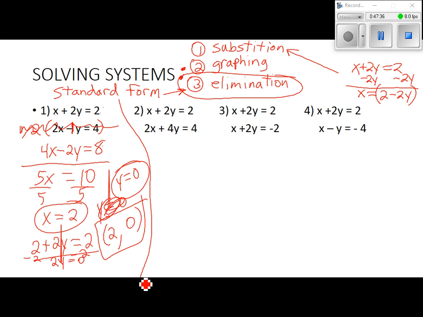Can we do the second one? I'm running out of space here. Can we do it a lot simpler maybe? Yeah. Or a lot quicker?